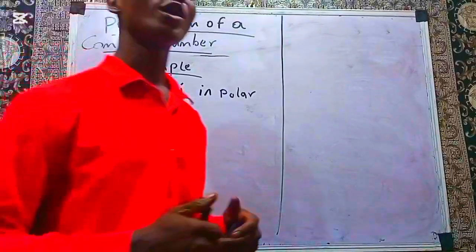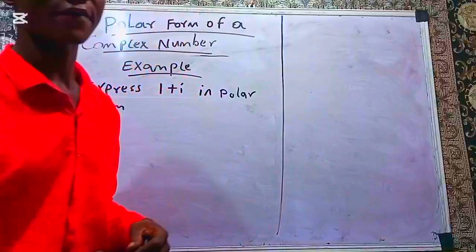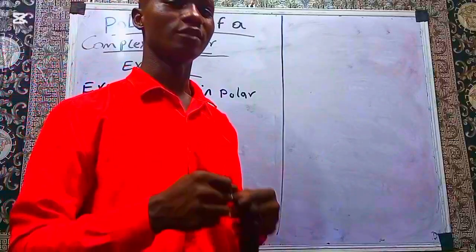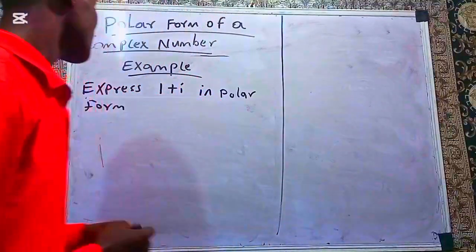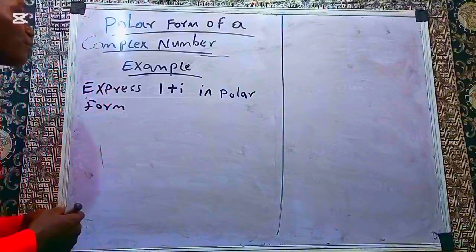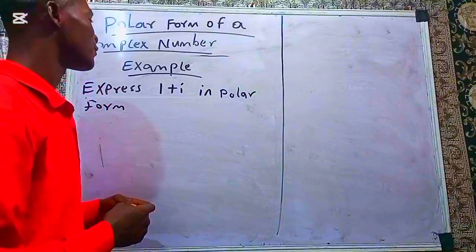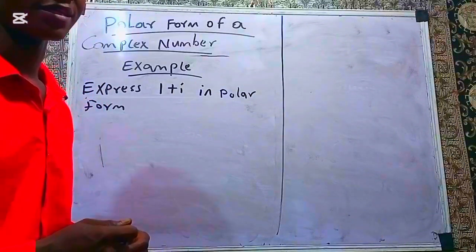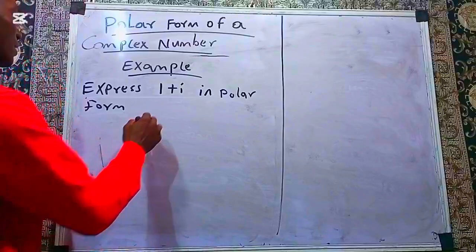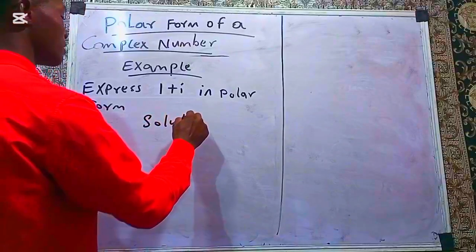Today we want to solve more examples under this topic, polar form of a complex number. So in this example, we want to find the polar form of 1 plus i. So let's start the solution.